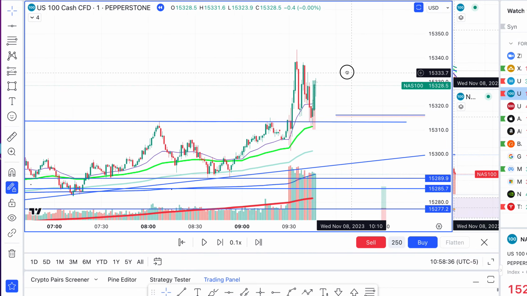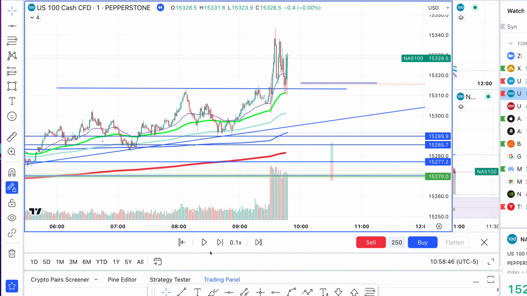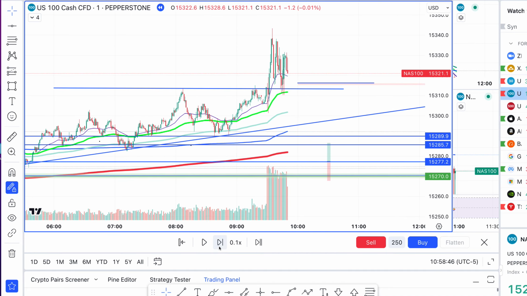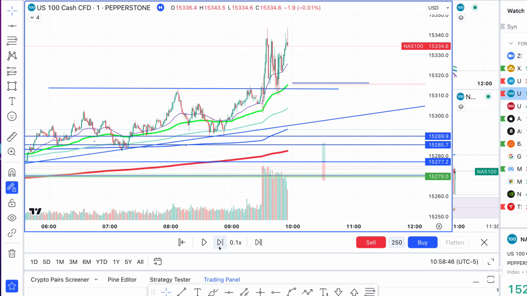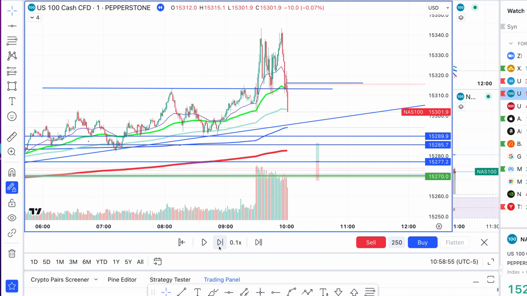Okay, then I wasn't even going to trade again, but all of a sudden at about 10 o'clock, things just got really crazy, and the market started taking a massive dive down.